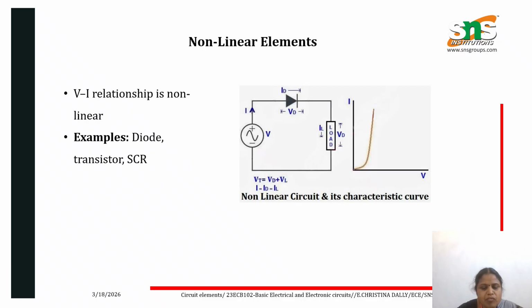Coming to the non-linear elements, we have taken the diode, transistor and the SCR. Here the voltage across the load we have measured as VD, and the characteristic curve of these non-linear elements is shown here. So the examples of the non-linear elements are the diode, transistor and the SCR.